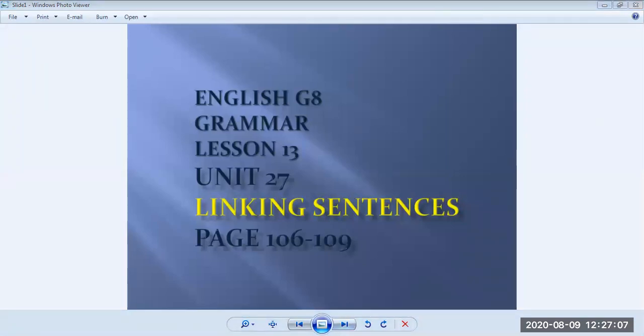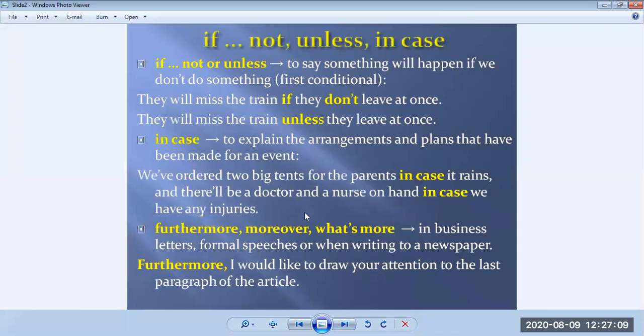Here, those are the linking words. For example, the words if not, or unless, or in case. How do we use them? What do we use them for? We use them to connect sentences. That means they link one sentence to another sentence. That's how we use these linking words to link clauses.